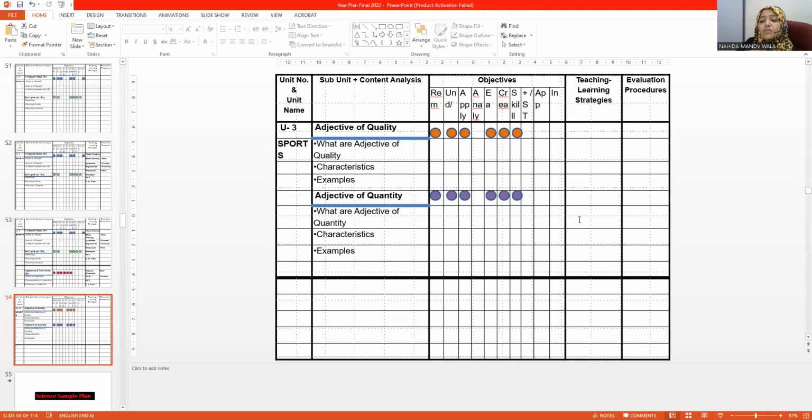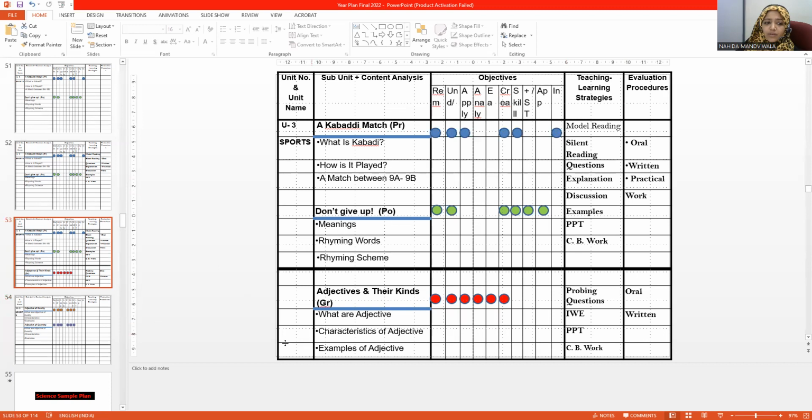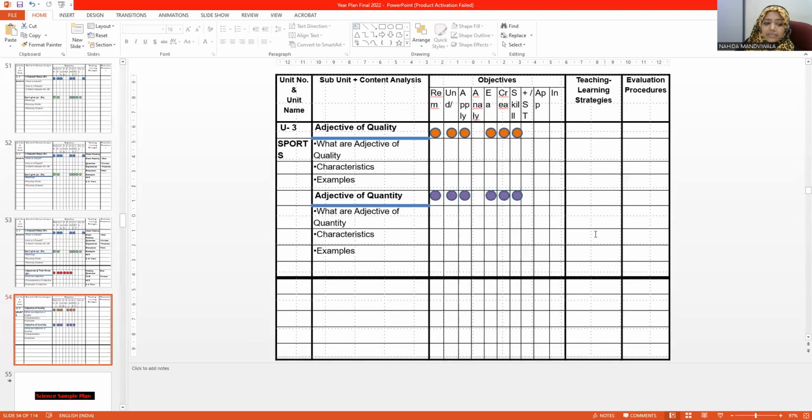Not written over here the teaching learning strategies or the evaluation procedures because it is already listed over here and it's the same, or you can simply copy it and paste it over here, right? So this is how your unit plan is going to be prepared.